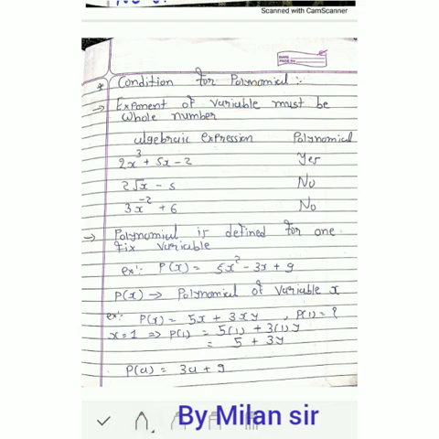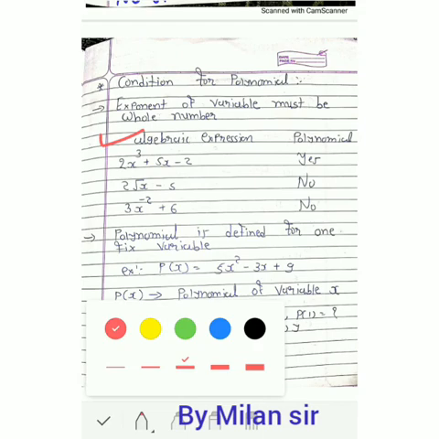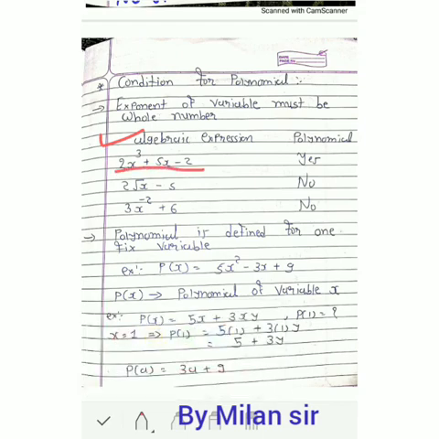Then I'm writing some examples here of algebraic expression and polynomial. So first, 2x cube plus 5x minus 2. It is an algebraic expression, but it is also called a polynomial because the exponent of the variable is a whole number.